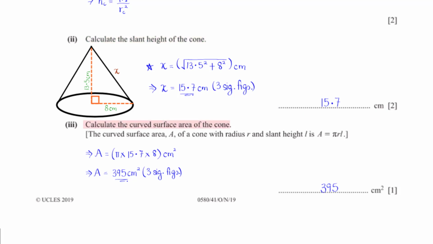Calculate the curved surface area of the cone. We know the radius and the slant height of the cone, and so all we need to do is put in these values into the formula A equals pi times r times L. When we do this, we get A equals 395 centimeters squared, correct to 3 significant figures.